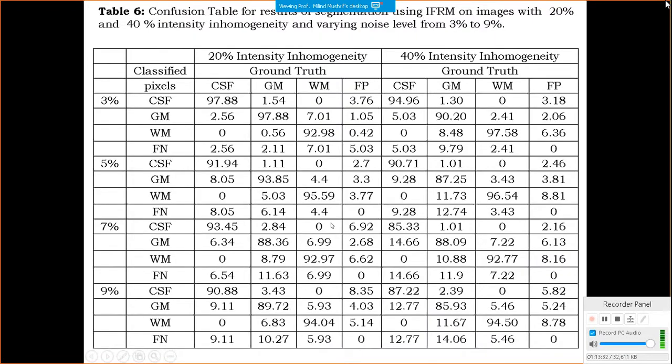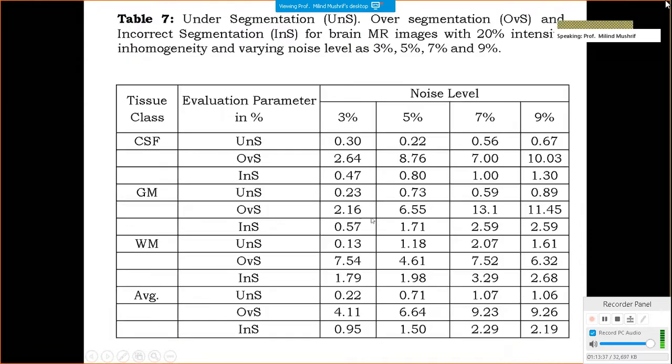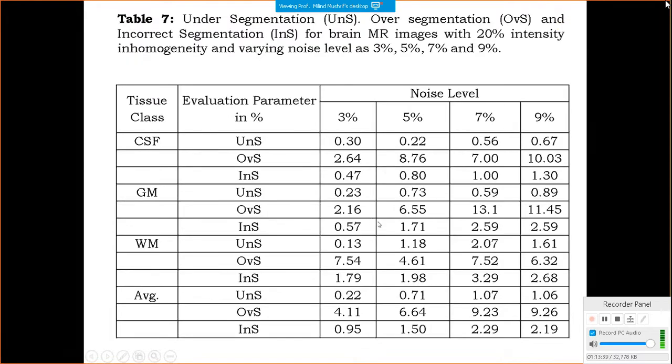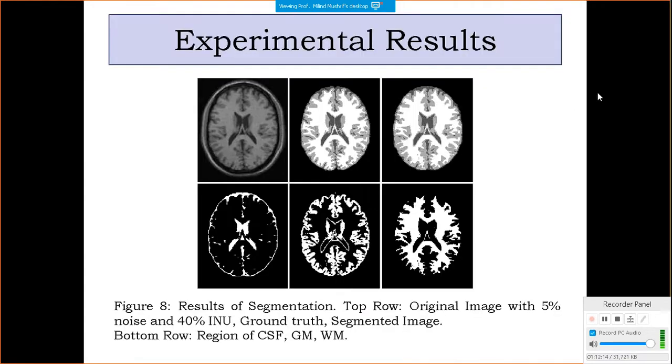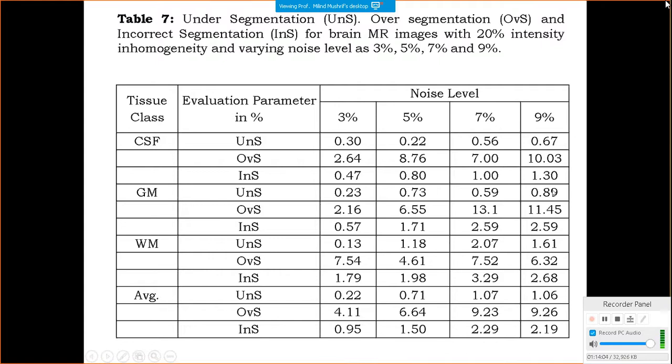So these are the confusion tables. Then under segmentation, over segmentation, and incorrect segmentation values. So again, we find that as the noise level increases, the under segmentation, over segmentation, and incorrect segmentation percentages also increase for all CSF, gray matter, and white matter.